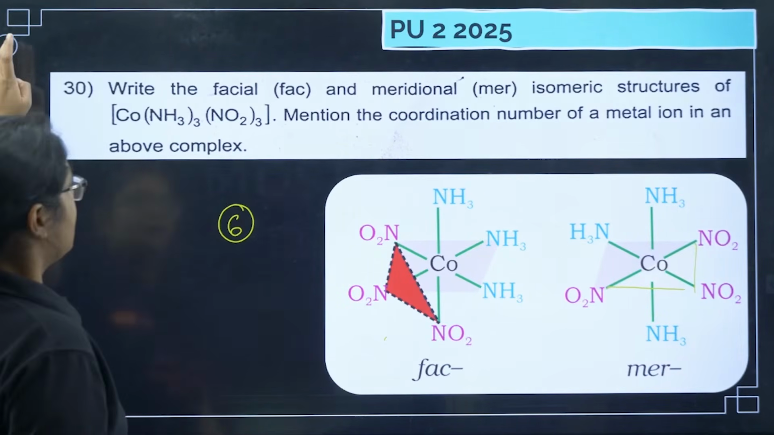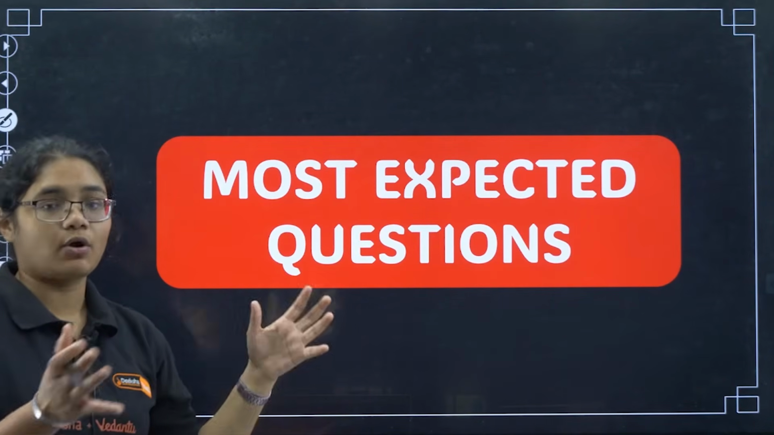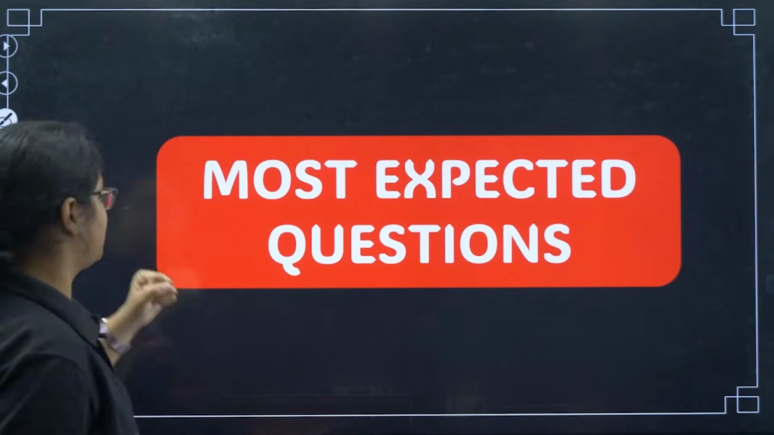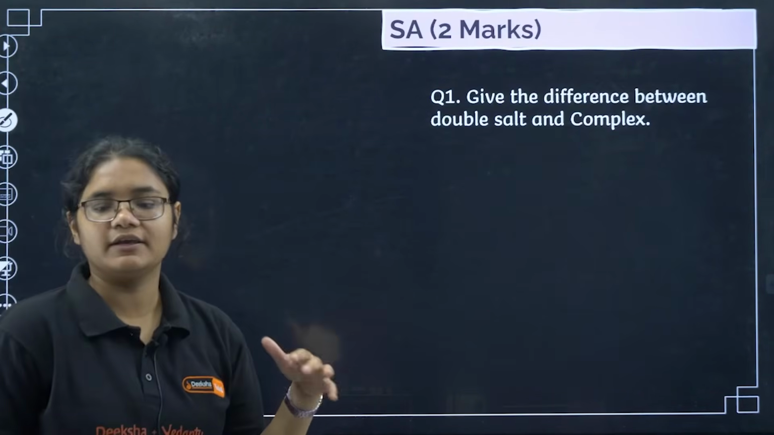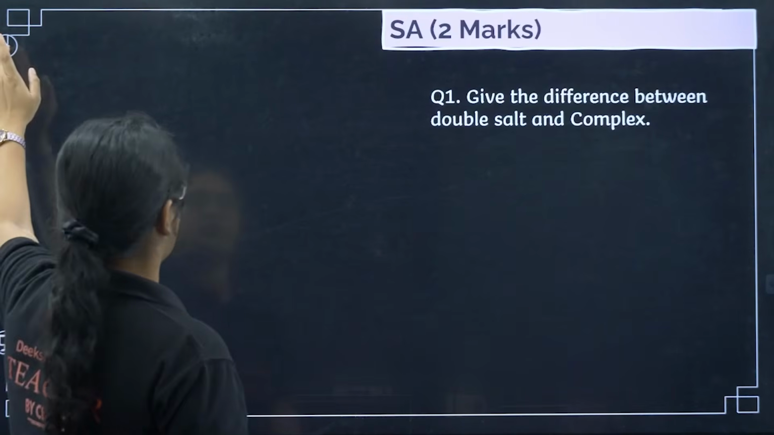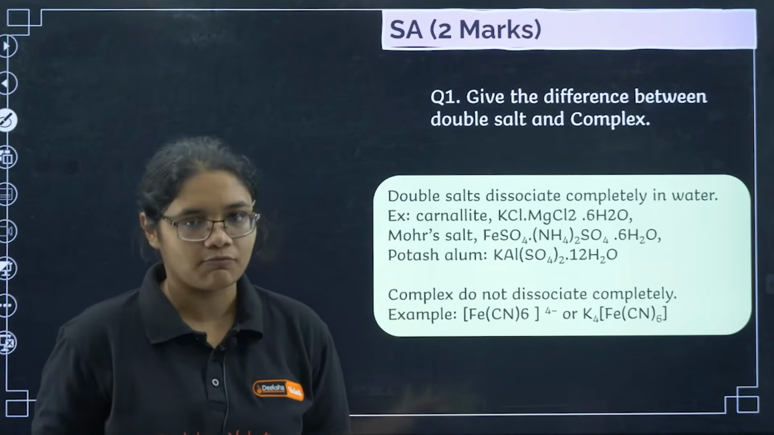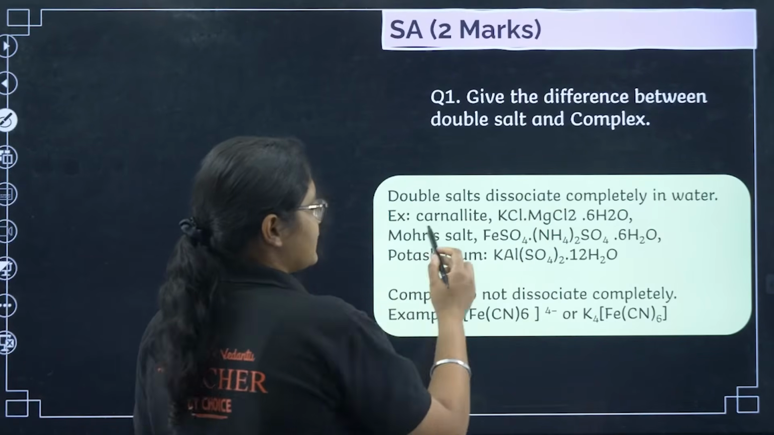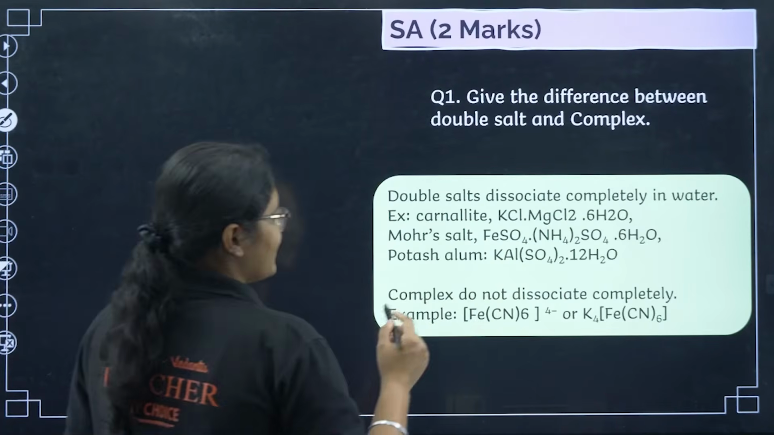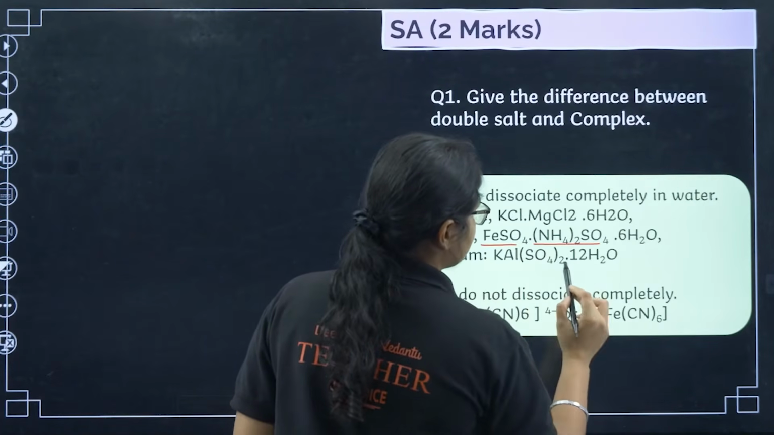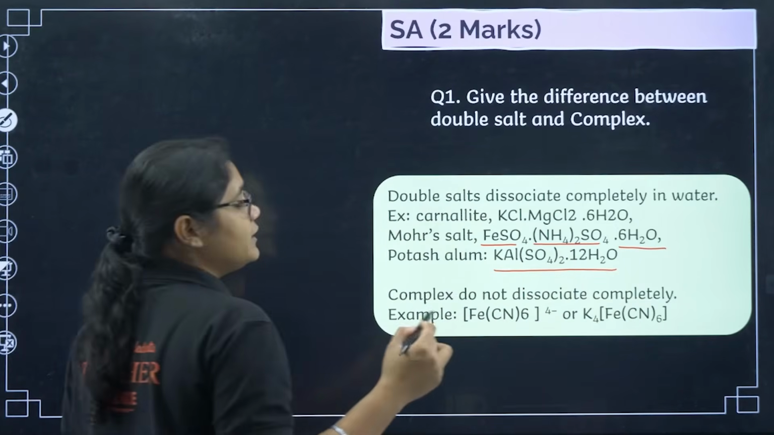Okay. Next, we'll go to some most expected questions that were not asked in the previous years, but we can expect in this year. So first of all, these are 2-marker question. Give the difference between double salt and a complex. Okay, so double salts are something which dissociate completely in water. You can give example. Carnallite is there, KCl.MgCl2.6H2O. You have Mohr's salt, FeSO4.(NH4)2SO4.6H2O. You have potash alum. So these are all double salts.